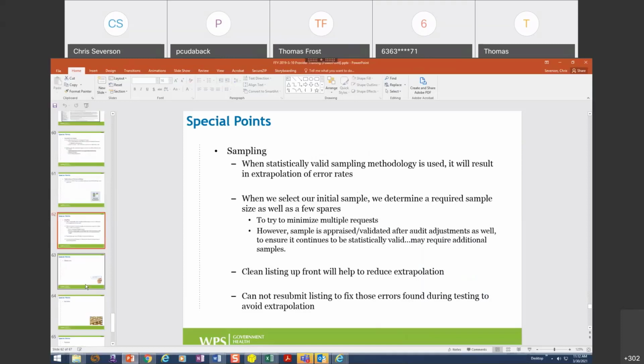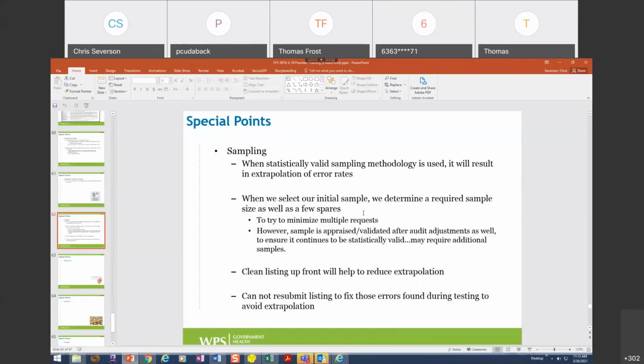I wanted to also mention sampling. I've talked about it a little bit before, but we do use statistically valid samples. CMS requires statistically valid samples, at least for part of our review. And when we select the initial sample, we look at the required sample size, and generally we will select a few spares, probably five or fewer. This is to save everybody time.